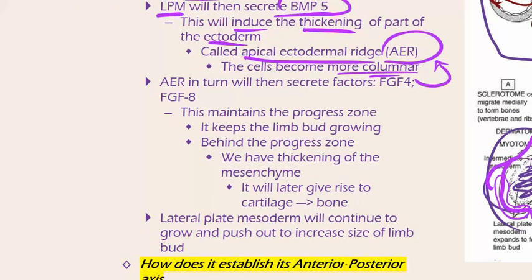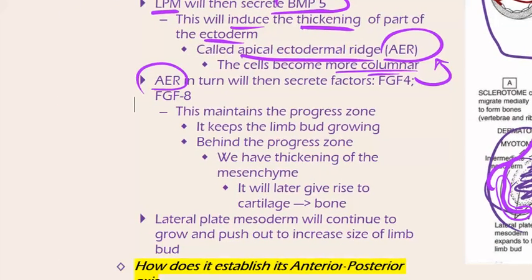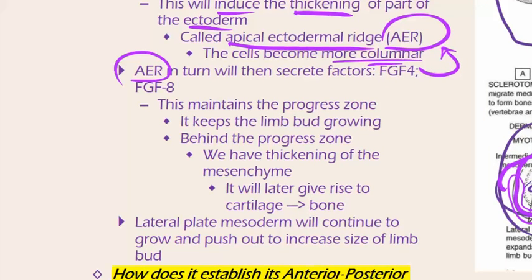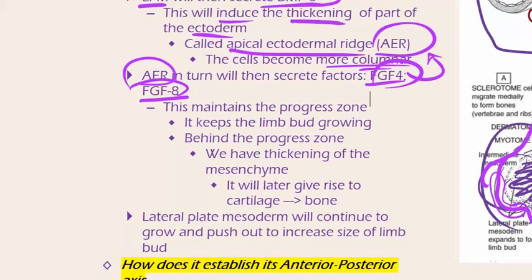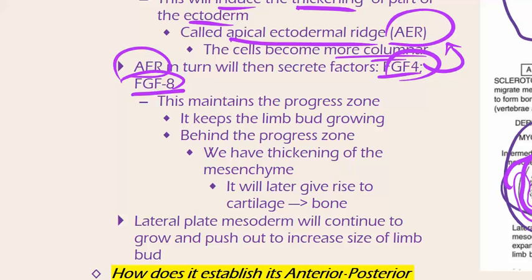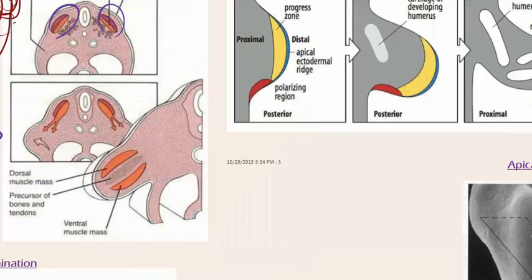And once you have this AER, the apical ectodermal ridge, it's now going to secrete its own factors, such as fibroblast growth factor 4 and fibroblast growth factor 8. So the AER is going to secrete these factors, and what these factors are going to do is maintain your progress zone. The progress zone is just a zone where you have a lot of growth, a lot of mitotic activity.